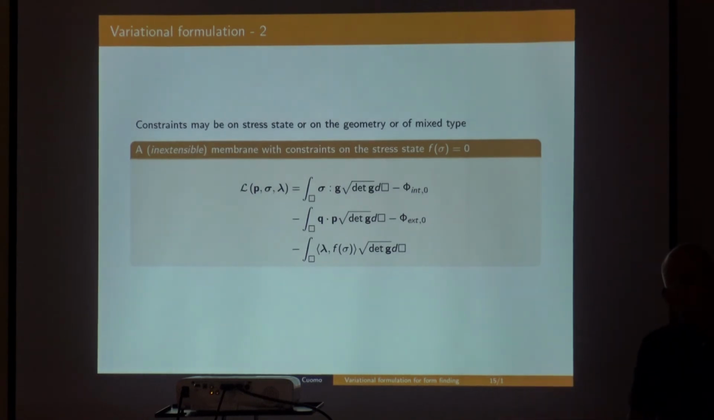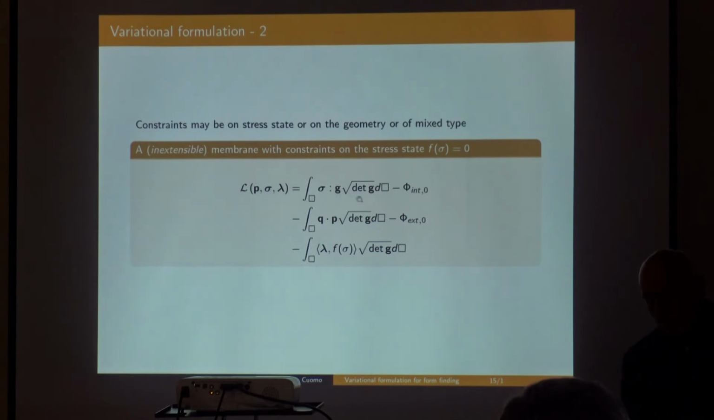Okay, the constraint that can be posed on the stress state or on the geometry. Now, let's start with the first example, which is the most common. A membrane, inextensible. As I told you, the materialization problem is another problem. I will not talk about it. With some constraint on the stress state, so some scalar tensor function of the stress, f of s, of sigma.